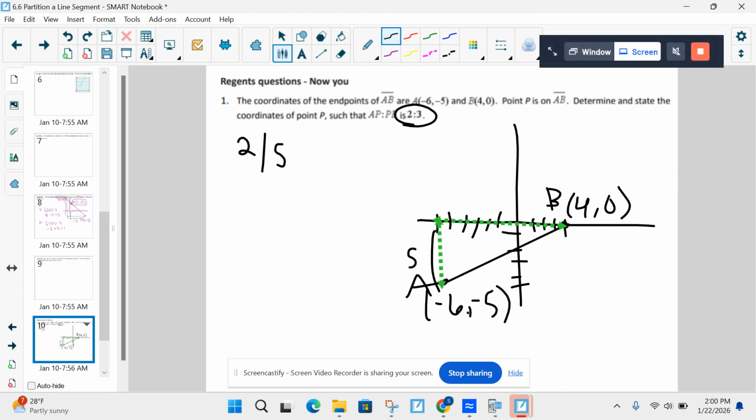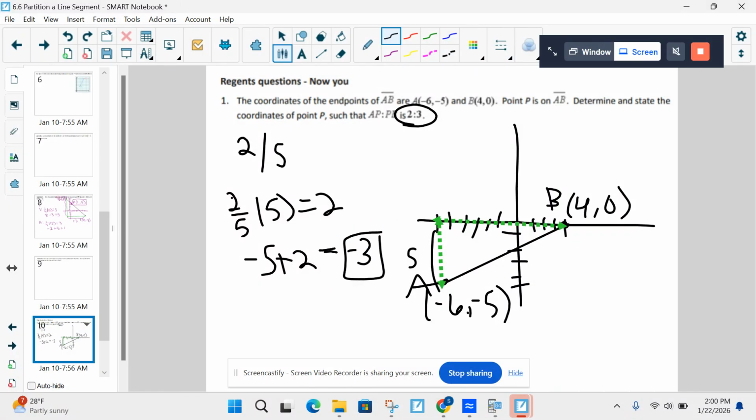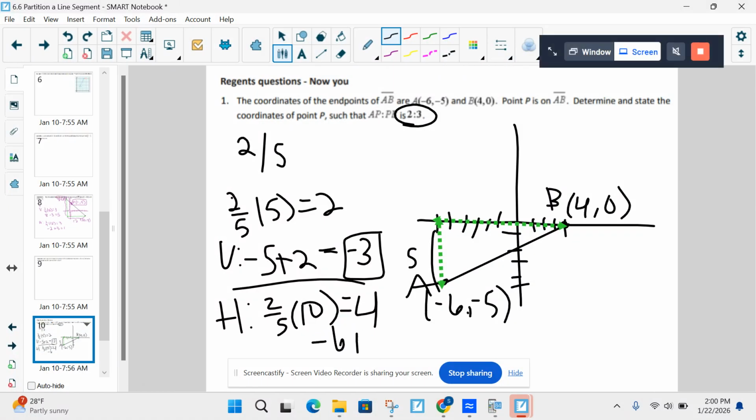So this is 5. 2/5 of 5 is 2. I'm figuring out the vertical right now. So I'm going to take the y coordinate, -5, and add 2 to get -3. So -3 is the new y coordinate. And that's the vertical. For horizontal, 2/5 of 10 is 4. So I take -6 and I add 4, which would give us -2. So -2, -3.